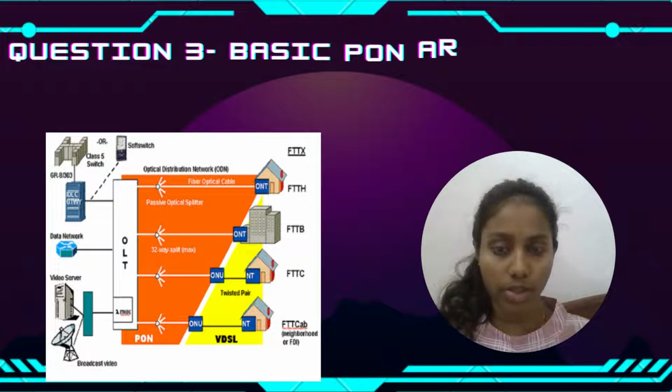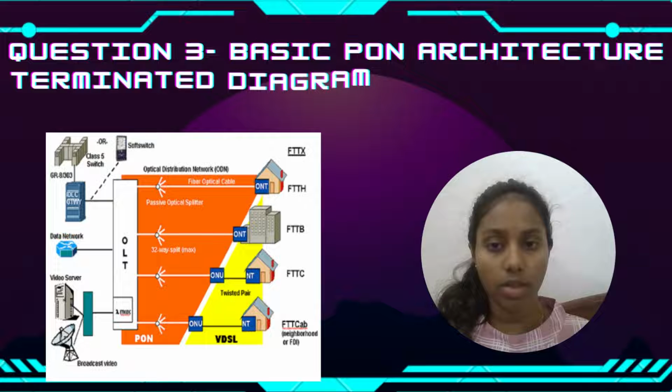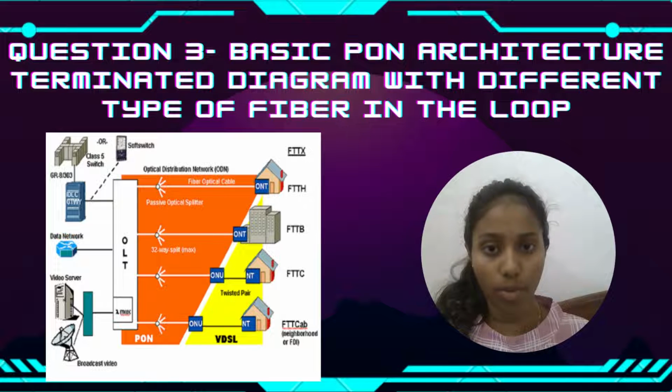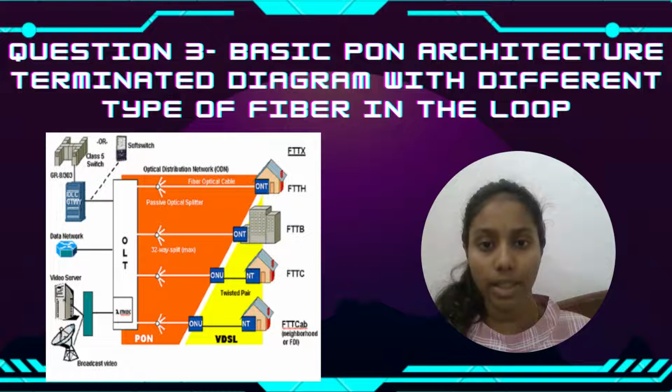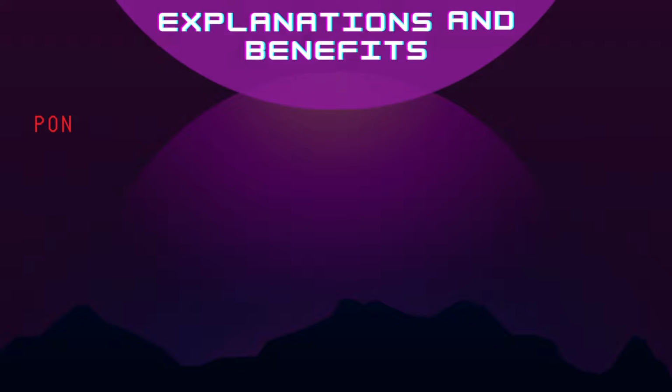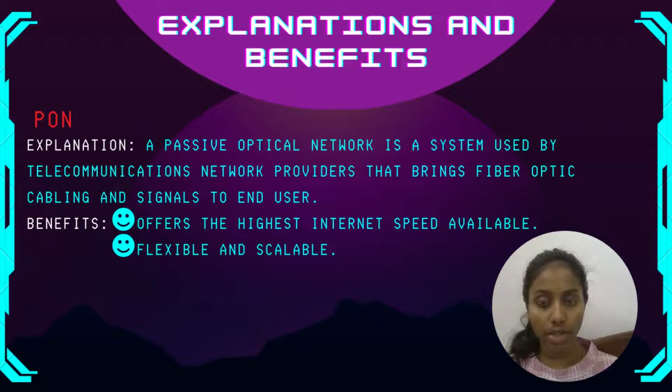Next, let's go to question 3. Question 3 is about illustrating a basic passive optical network, also known as PON, architecture terminated diagram with different types of fiber in the loop. So this is one example of a diagram with different types of fiber in the loop. Next, I'm going to give some explanations and benefits about the passive optical network and four types of technologies.